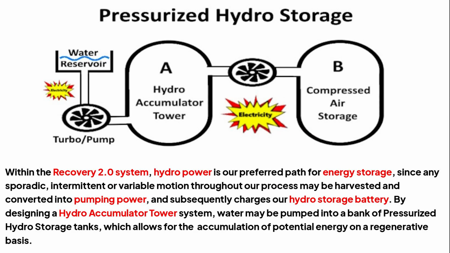Within the Recovery 2.0 system, hydropower is our preferred path for energy storage, since any sporadic, intermittent or variable motion throughout our process may be harvested and converted into pumping power, and subsequently charges our hydro storage battery. By designing a hydro accumulator tower system, water may be pumped into a bank of pressurized hydro storage tanks, which allows for the accumulation of potential energy on a regenerative basis.